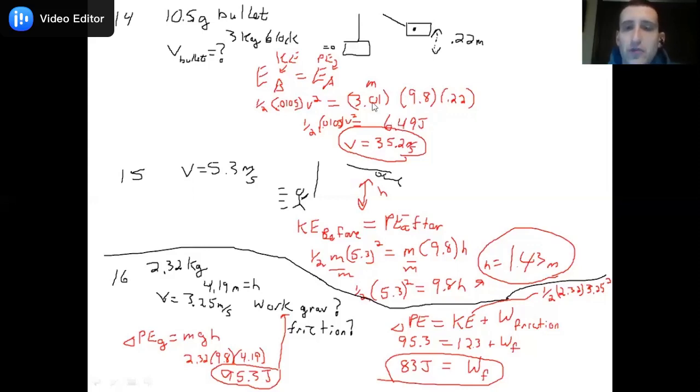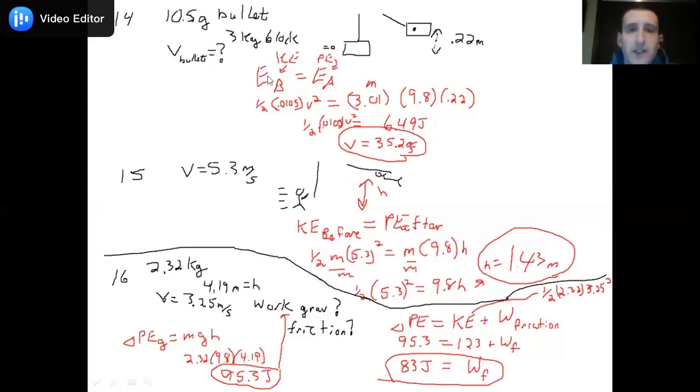6.49 joules from the right side has to equal 1/2 m. This is the 10.5 grams converted to kilograms. It becomes 0.0105. So very small number. Bullets don't have very much mass. 1/2 of the mass of the bullet times v squared. So we multiply the 2 over, we get 12, almost 13 something. We divide by a very small number, we get an even bigger number, but then we have to take the square root. So we get 35.2 meters per second as the velocity of the bullet coming into the block.